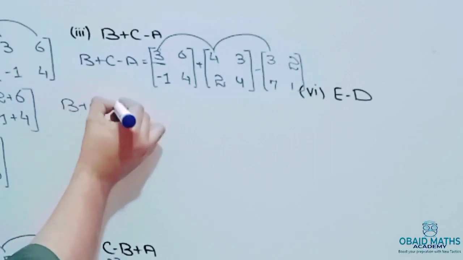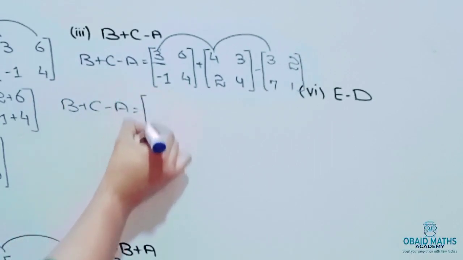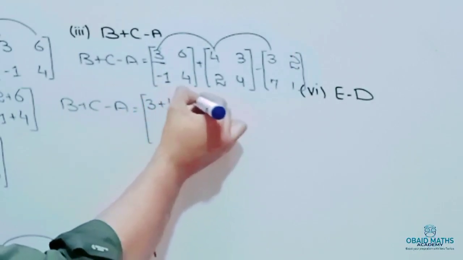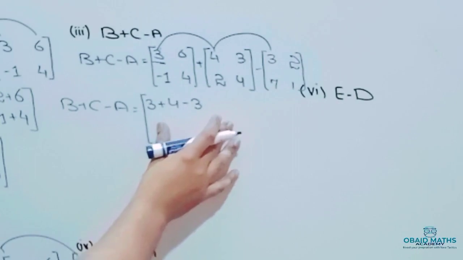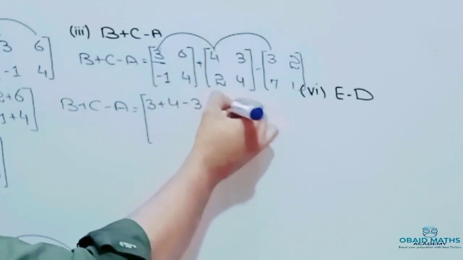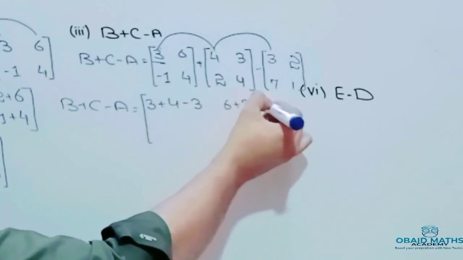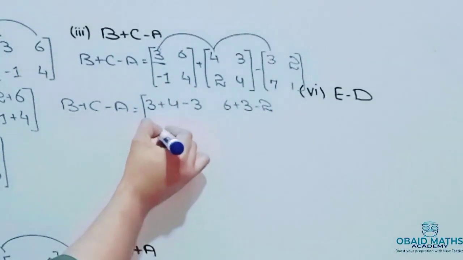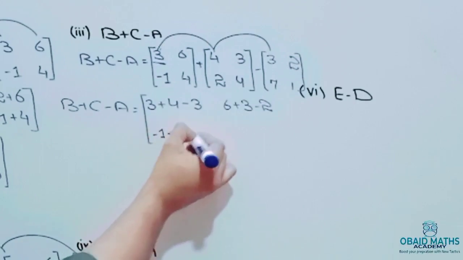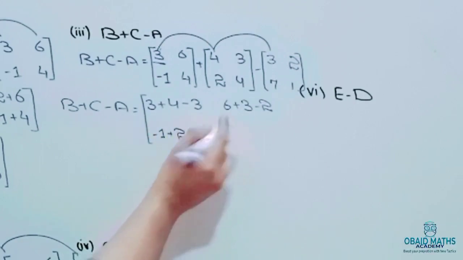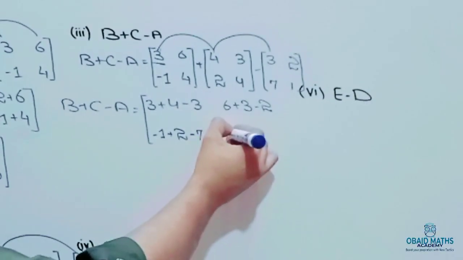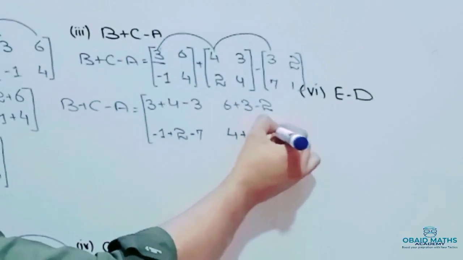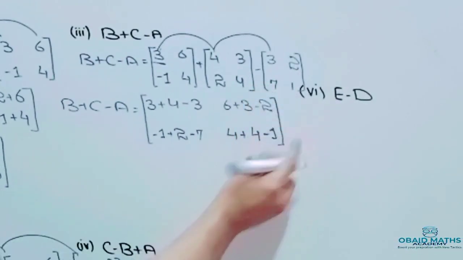B plus C and negative A is equal to: 3 plus 4 and minus 3. This is the first cofactor. Second, 6 plus 3 minus 2. The second cofactor, minus 1 plus 2 and minus 7. The third cofactor, and the last one, 4 plus 4 minus 1, and the matrix close.